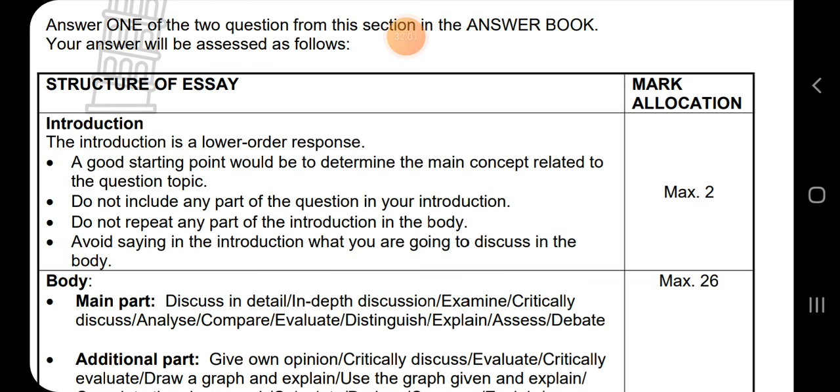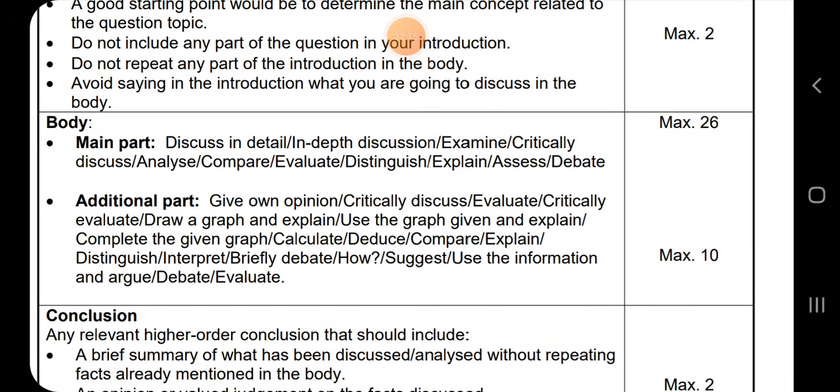So this is not a speech, okay? It's an essay for economics. It's not English. Good evening, ladies and gentlemen, this is what I'm going to be talking about. Leave that. That is not what you write in the introduction of your essay. Okay? You will see. And then in the body, you have the main part and the additional part. In the additional part, you'll be asked to give your opinion, critically discuss, evaluate, draw a graph, use a graph to explain or whatever. But in the main part, you'll be asked to discuss in detail, examine, analyze, compare, evaluate, distinguish, assess, or debate on a following topic that you'll be given.